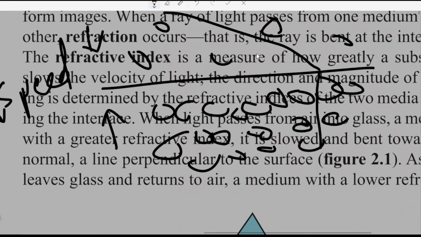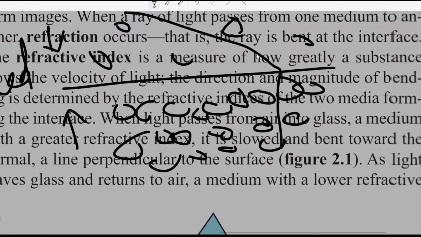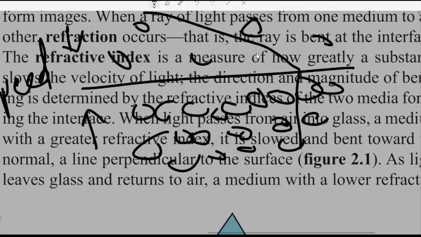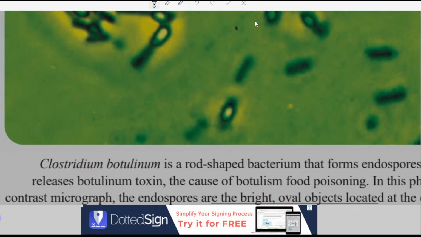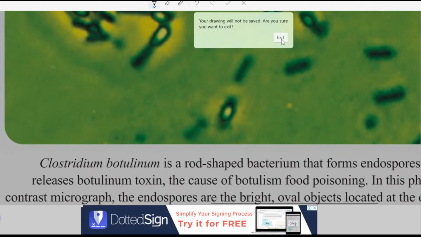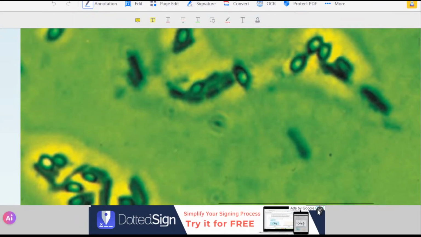That is, the ray is bent at the interface, no matter how greatly a substance... What am I saying? The refractive index is a mere... wait, I need to change it. I can't read it.